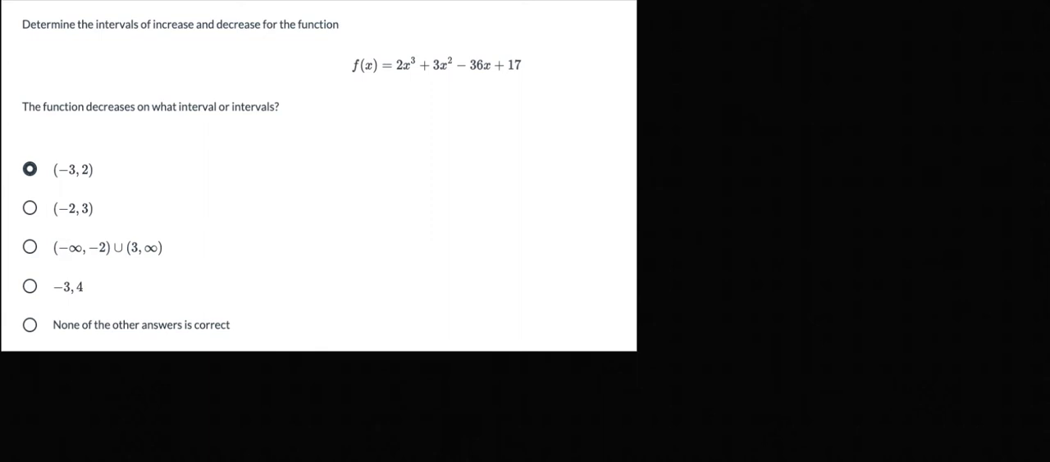The key principle that we use for problems like this is that if the derivative of the function is positive, the function is increasing. If the derivative is negative, the function is decreasing. So therefore, to find intervals of increase or decrease of a function, we need to calculate the derivative and then determine where that derivative takes positive values and where it takes negative values. Let's begin by calculating the derivative.